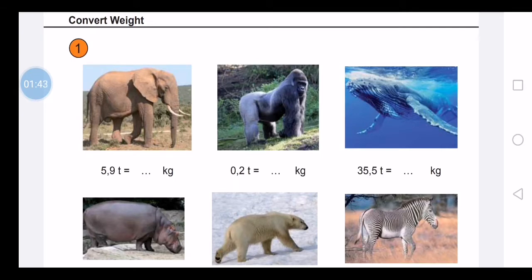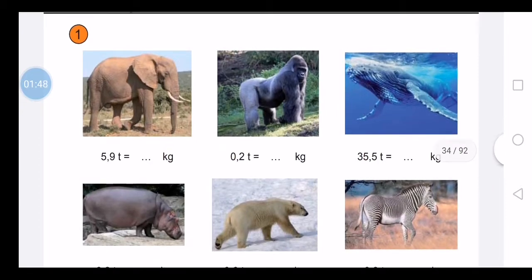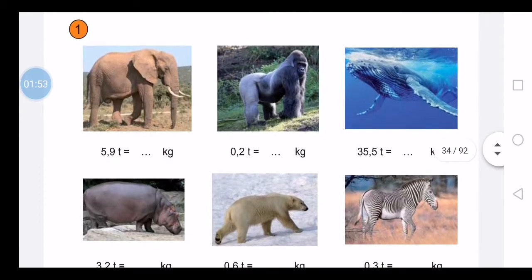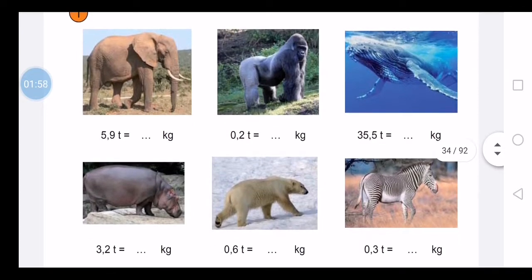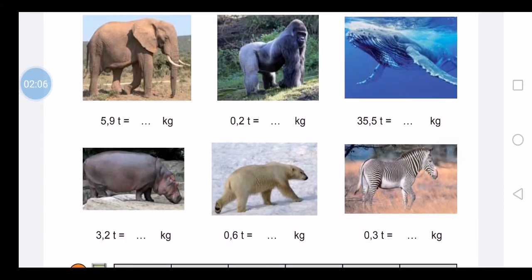You can see there that the gorilla is less than a ton, so make sure that your answer is less than 1,000 kilograms. We can see the whale there. Wow, the whale is very heavy. The hippopotamus is also very heavy, but not as heavy as the elephant. And then we have a polar bear and a zebra. You all know I love crazy zebras. Both of those are lighter than a ton. So just take your time and make sure that your answers make sense, okay?